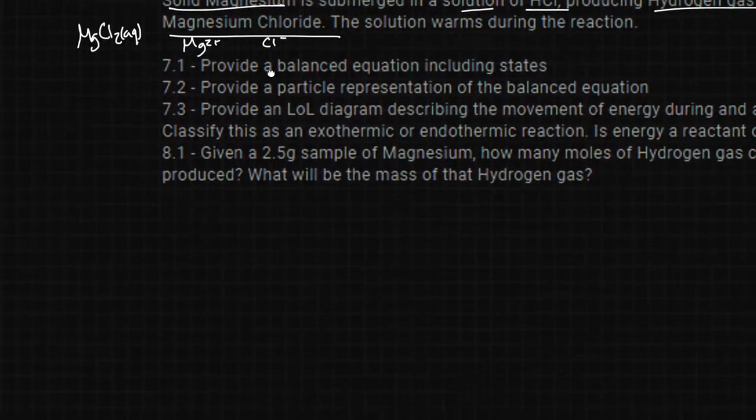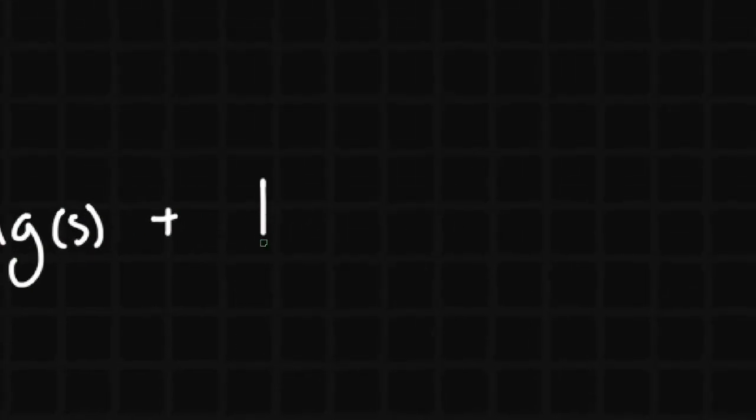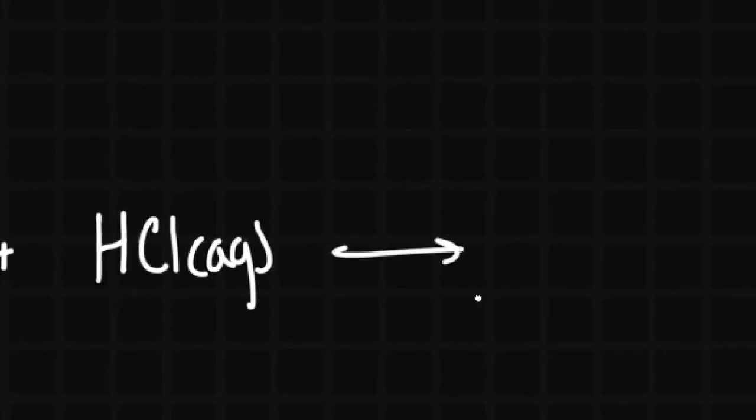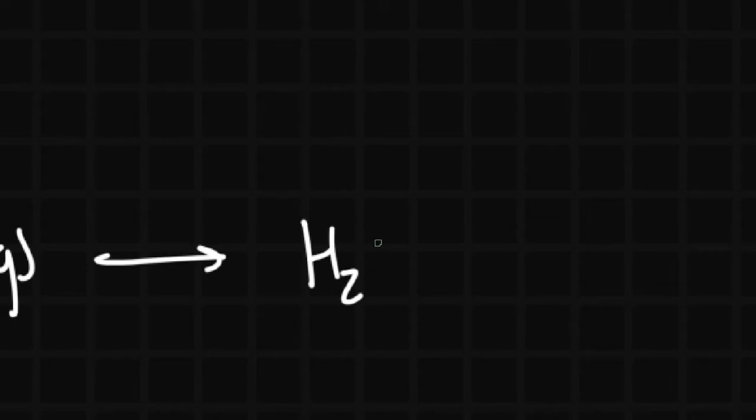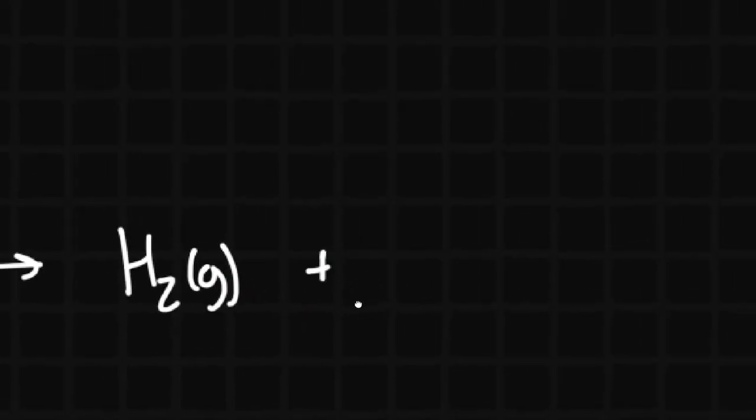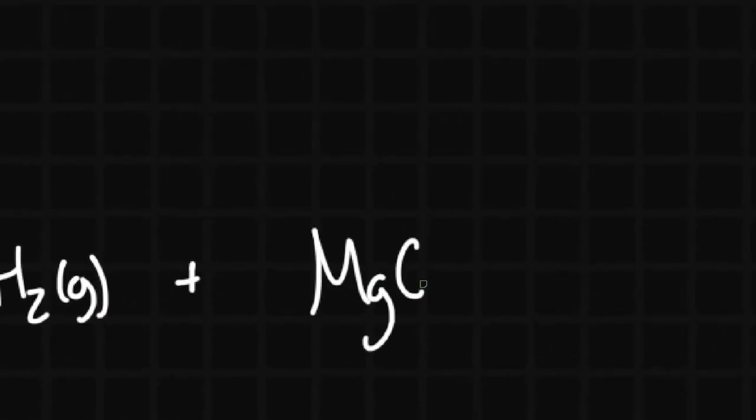So overall, let's put those 4 things together. Solid magnesium reacts with hydrogen chloride to produce hydrogen gas and magnesium chloride.